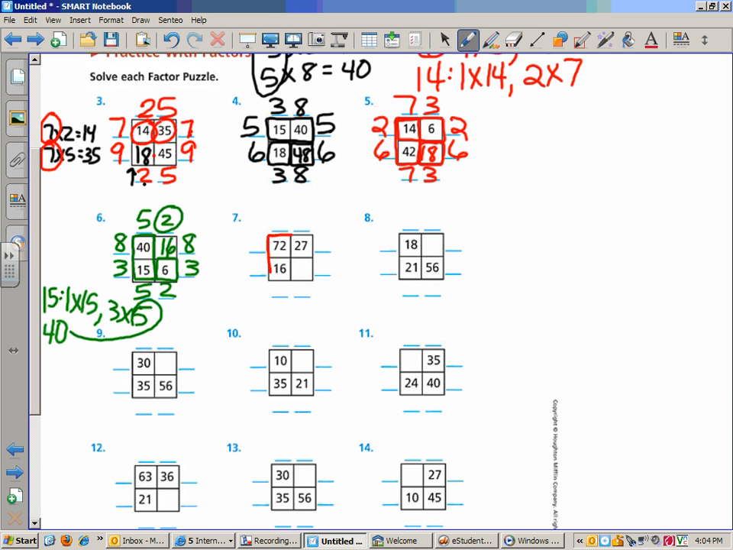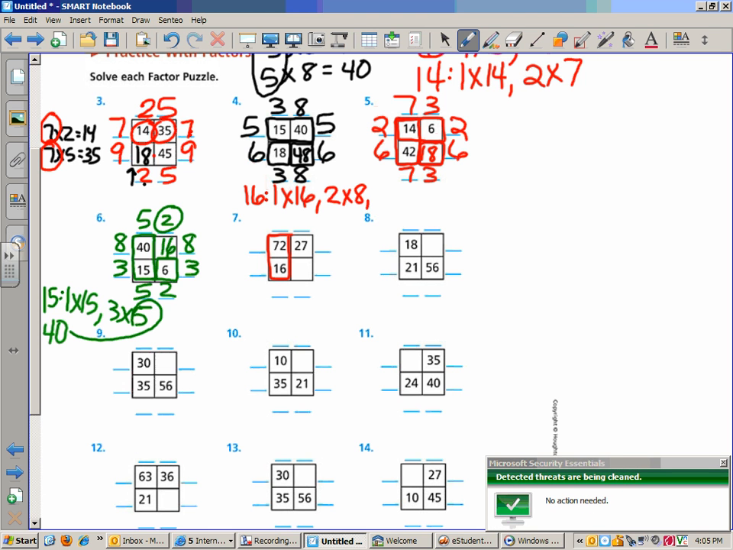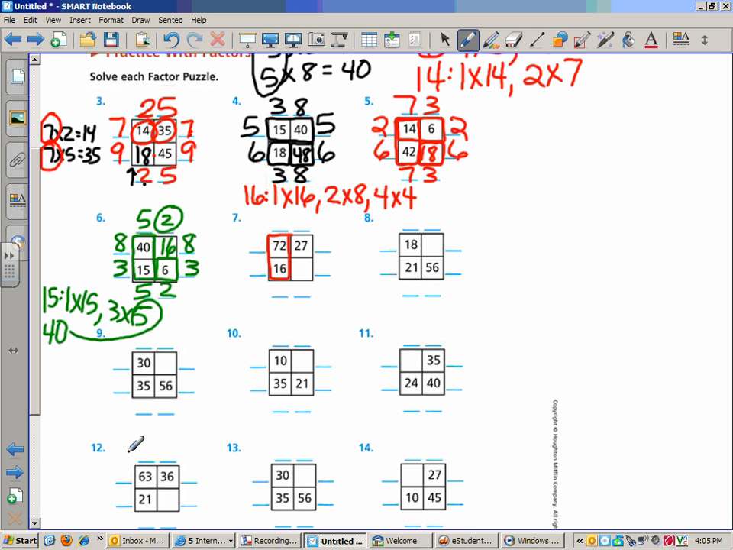I have 72 and 16. Let's start with 16 and look at the factor pairs. 1 times 16. 2 times 8. 4 times 4. Thinking of 72, I know that 8 is a factor of 72. So I bet that this column is 8. If it's 8, then I know that this is 9. If this is 8, then this is 2.